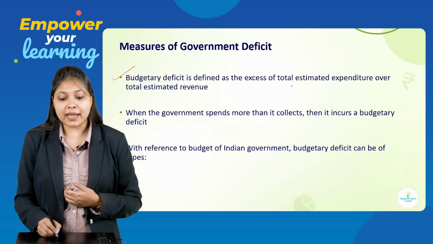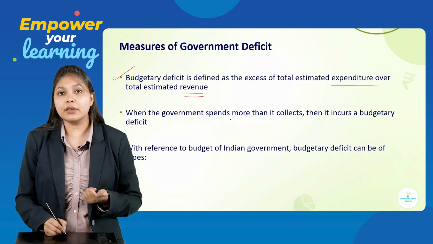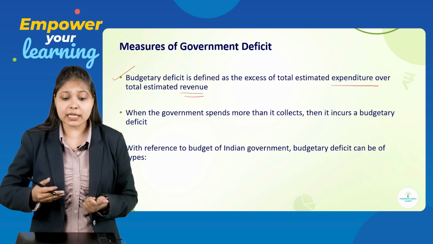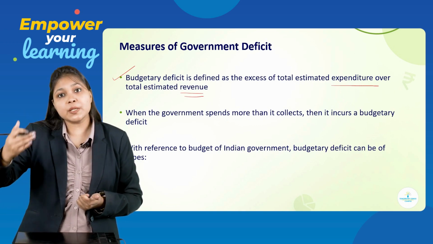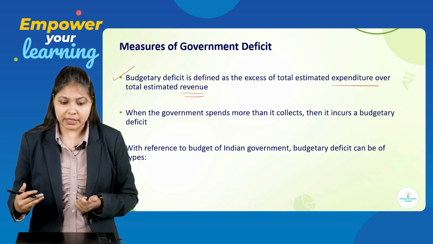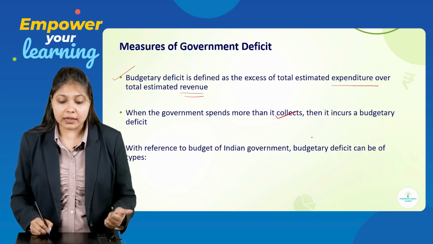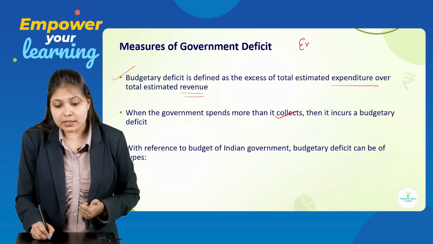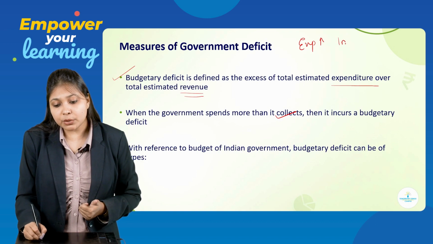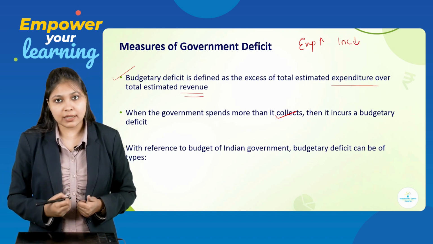Budgetary deficit is defined as the excess of total estimated expenditure over total estimated revenue. So basically, budgetary deficit or budget deficit means more expenses and less revenue. When the government spends more than it collects, it incurs a budgetary deficit. So when the expenses of the government are more as compared to the income of the government, this will lead to the situation of budgetary deficit.